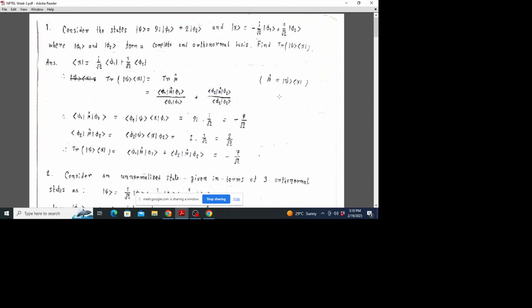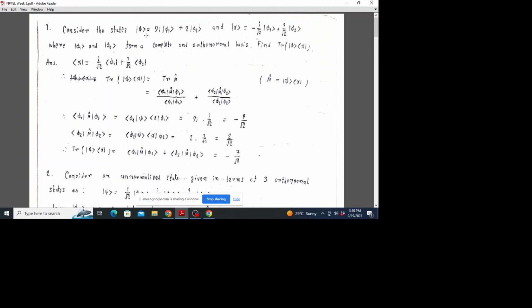In a higher dimensional Hilbert space, suppose there were another phi 3, then we would have to add the expectation value of M with respect to phi 3 also. So we are just adding the expectation values with respect to the basis states. That is the meaning of taking the trace in a complete and orthonormal basis.